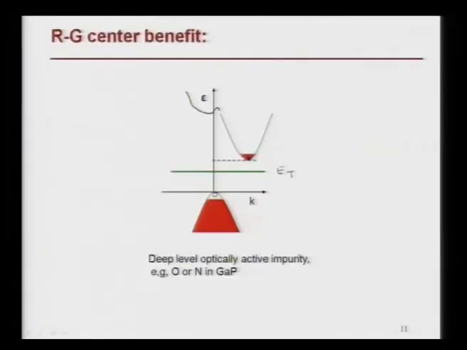But if we have an RG center which is at some level ET, then this electron can easily interact with the RG center and give you emission that would be non-radiative. An example is gallium phosphide material, where the oxygen and nitrogen impurities, the RG center they create, can be used for changing an indirect semiconductor to a radiative semiconductor. So, RG centers in general are bad, but sometimes they can be useful.